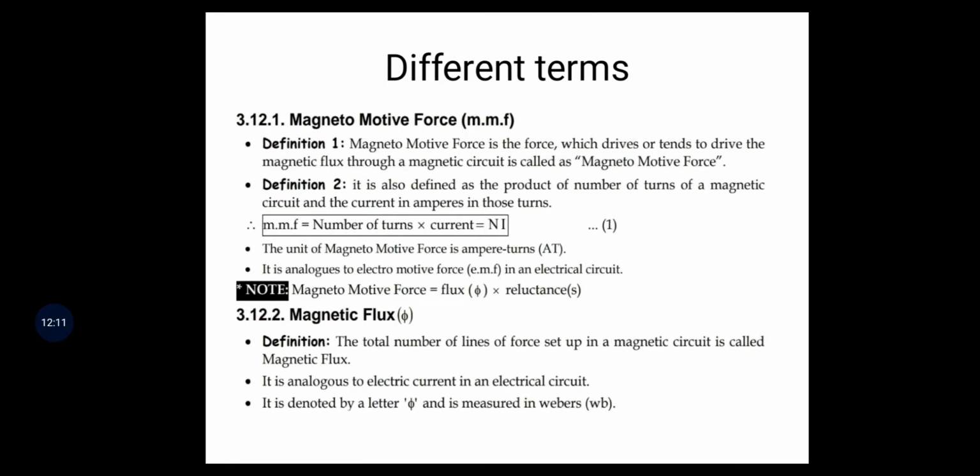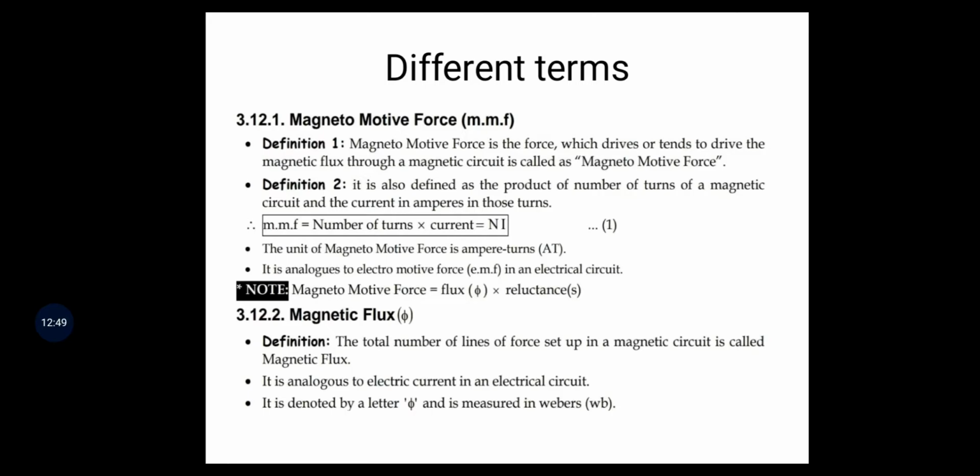Next, what is meant by magnetic flux? Magnetic flux, phi. The total number of lines of force set up in a magnetic circuit is called magnetic flux.